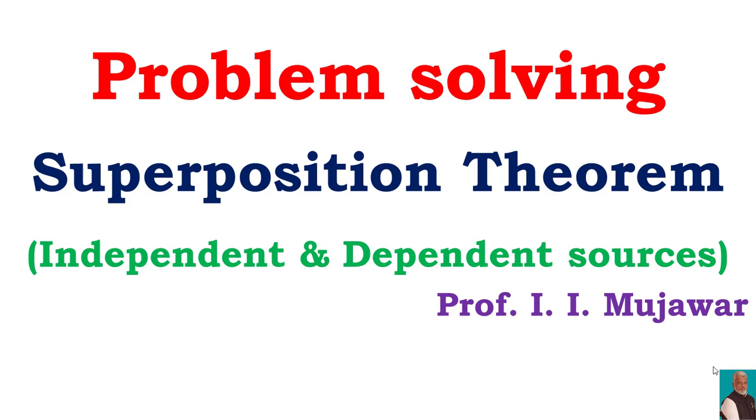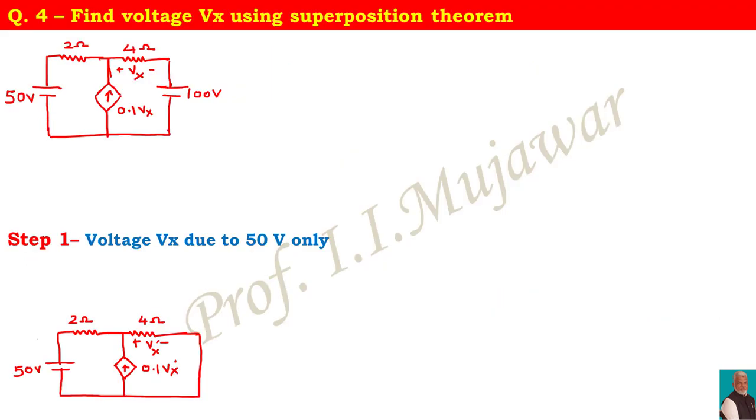For example, if a voltage source is there, we can replace that voltage source by its internal resistance or internal impedance. Similarly, a current source can be replaced with its internal resistance or internal impedance. The problem statement is to find the voltage Vx using the superposition theorem. So we have to determine the voltage drop across 4 ohm.